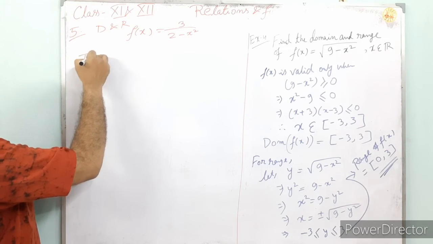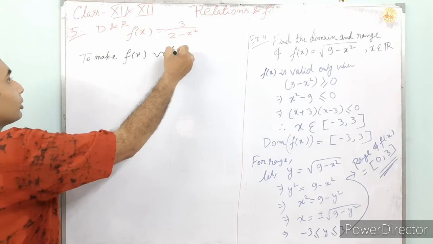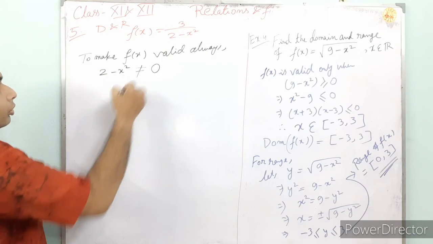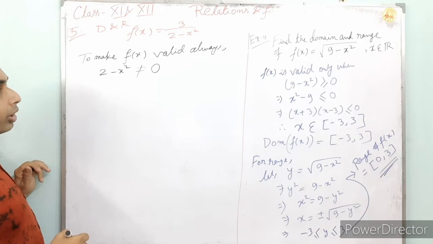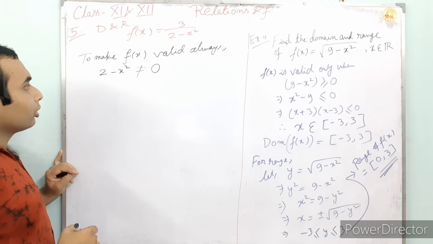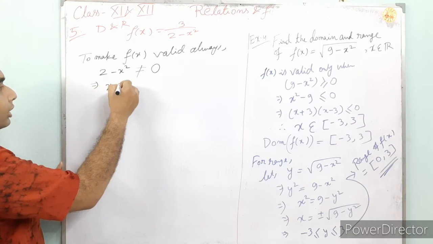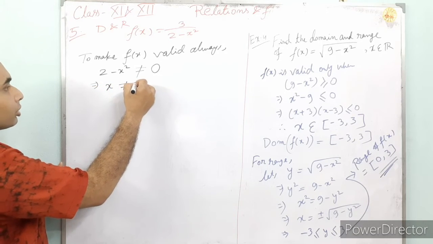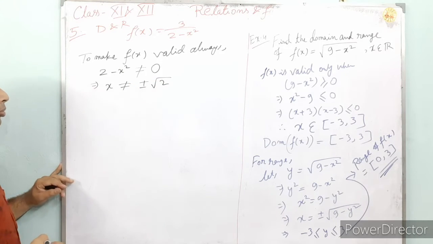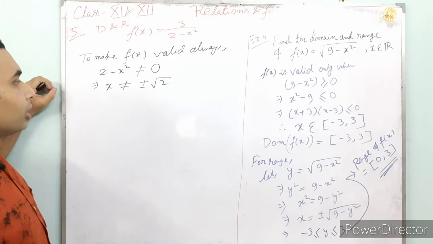So for the validity of f(x), to make f(x) valid always, 2 minus x square will not be equal to 0. Then what is coming? That means x will not be equal to plus minus root 2. If you solve this one, it will come, that is, x is not equal to plus minus root 2.